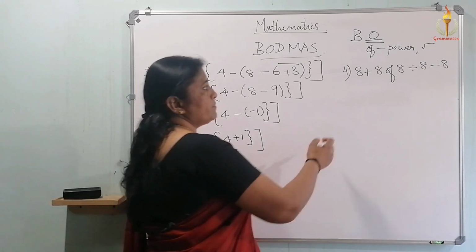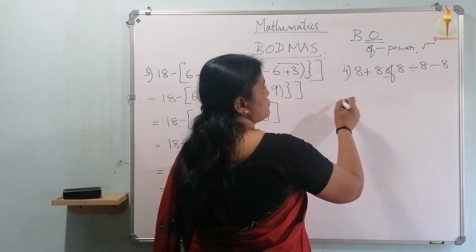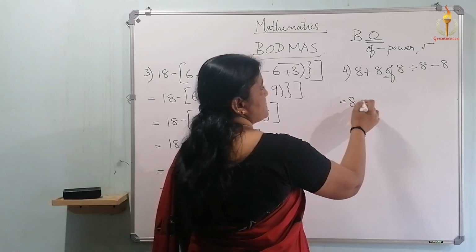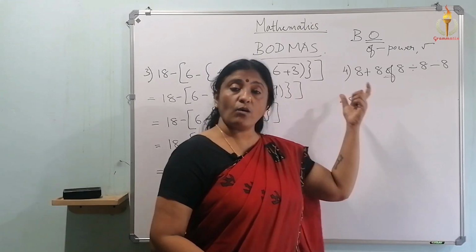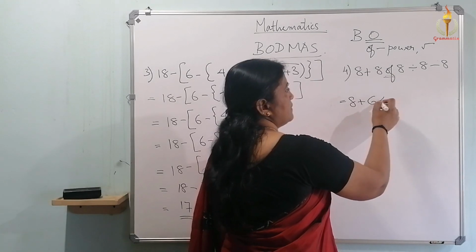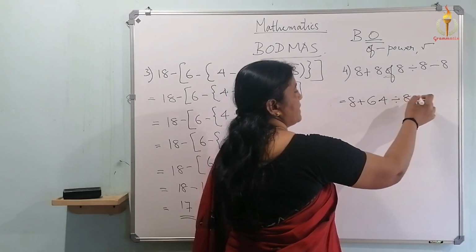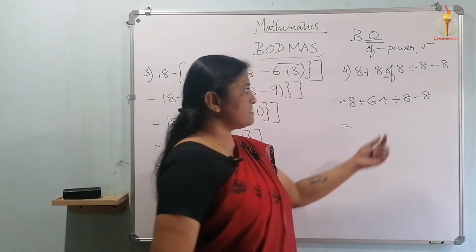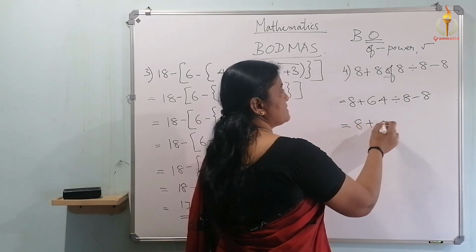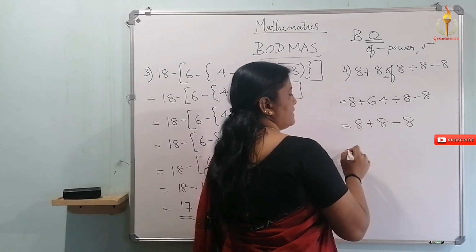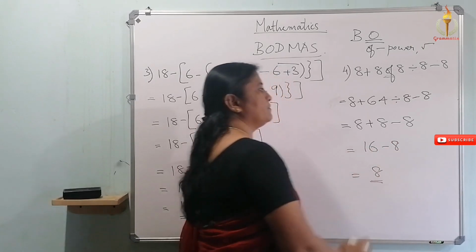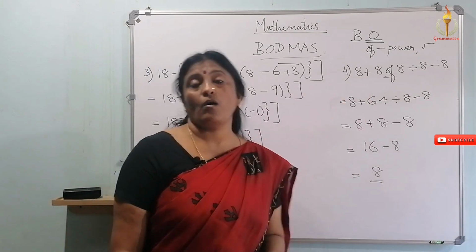Now moving on to your fourth problem, that is you are having an of there. So that is your first one. That's equal to 8 plus 8 of 8, that is 8 into 8. Of is multiplication, that 8 into 8 is 64, divided by 8 minus 8. Okay. Your next is a division. So 64 divided by 8 is 8, plus 8 minus 8. Then comes your addition, that is 16 minus 8, that's equal to 8. So this is including of there.